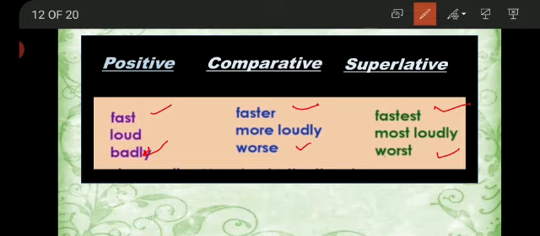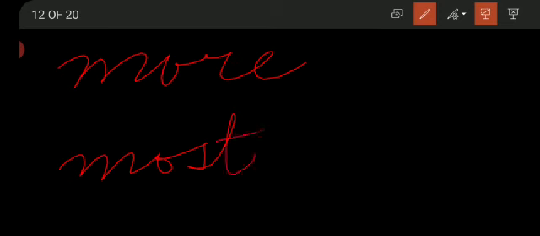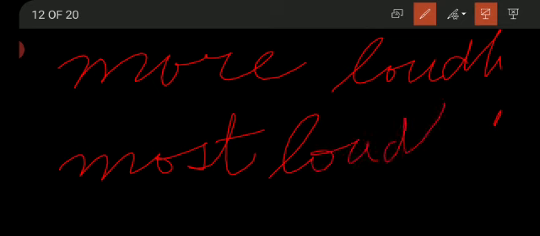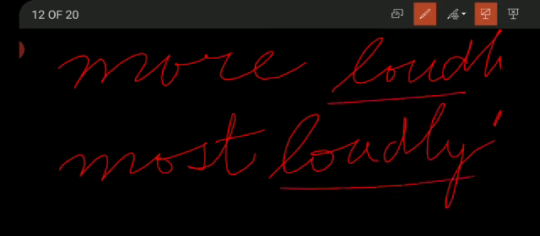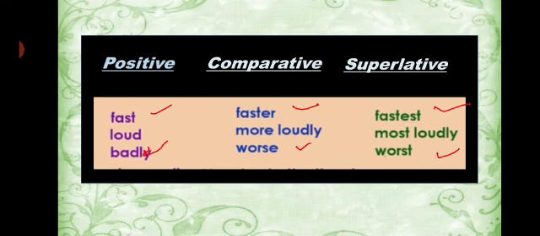Again class, I want to tell you that the other procedure of making the comparative and superlative degree is adding more in the comparative form and most in the superlative form. Like more loudly, most loudly. Now here the word loudly is describing the action, so that is why it is an adverb. The more loudly is showing the comparative degree and most loudly is showing the superlative degree.